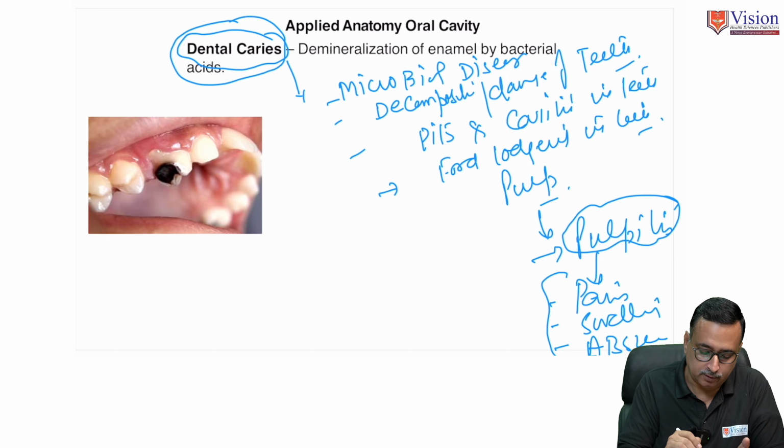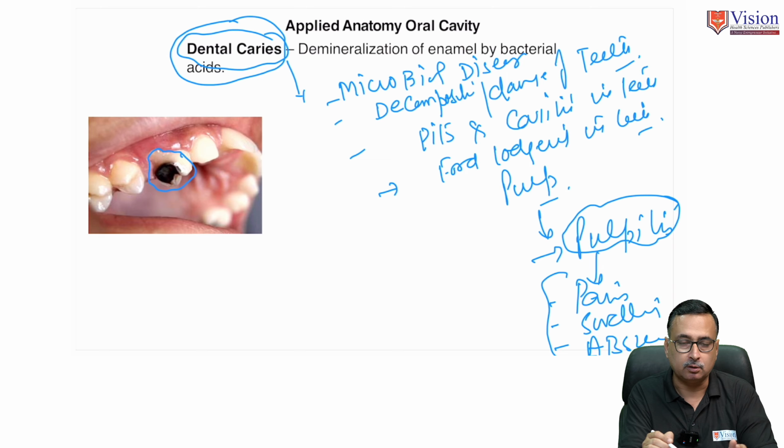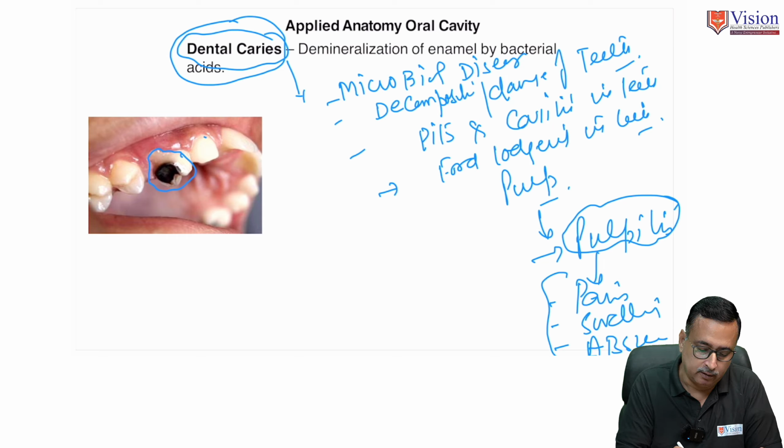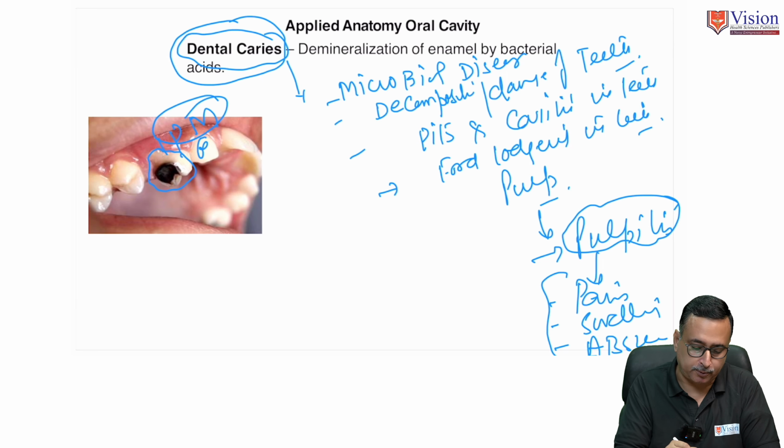This diagram depicts an upper arch tooth, right side, right quadrant, immediately behind the canine. So it is the first premolar. In this first premolar, you can see the decayed part of the tooth, enamel and dentin, and this black portion is the carious lesion.